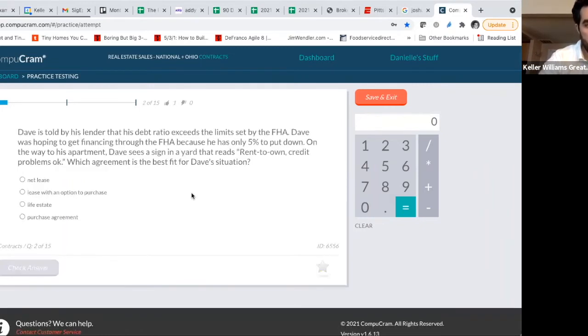All right, question number 2. Dave is told by his lender that his debt ratio exceeds the limit set by the FHA. Dave was hoping to get financing through the FHA because he only has 5% to put down. On the way to his apartment, Dave sees a sign in the yard that reads rent to own, credit problems okay. Which agreement is the best fit for Dave's situation? Is it A, a net lease, B, a lease with the option to purchase, C, a life estate, or D, a purchase agreement?